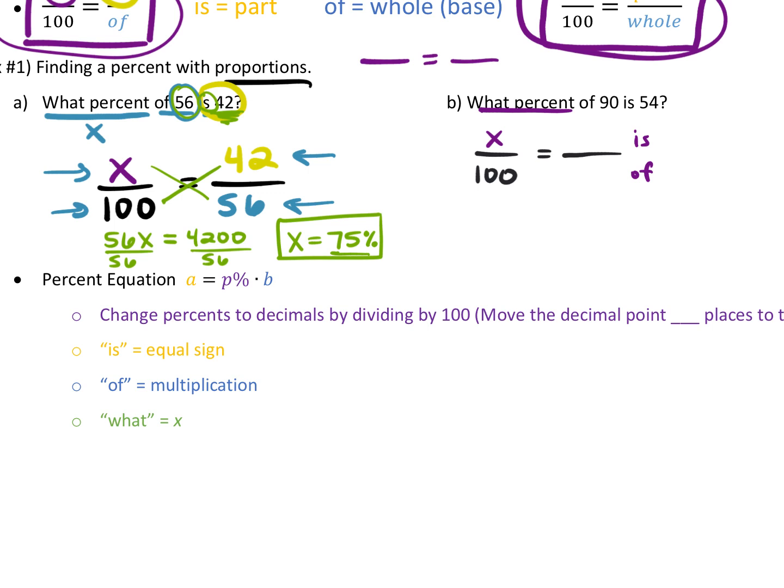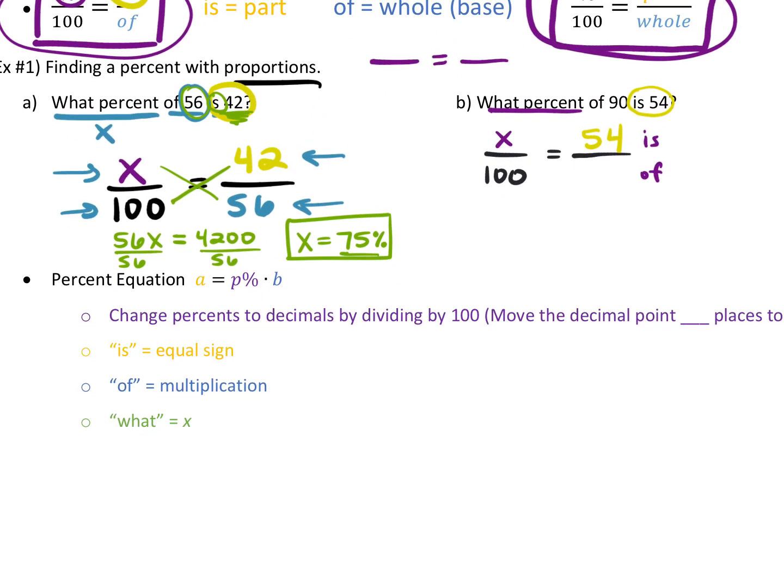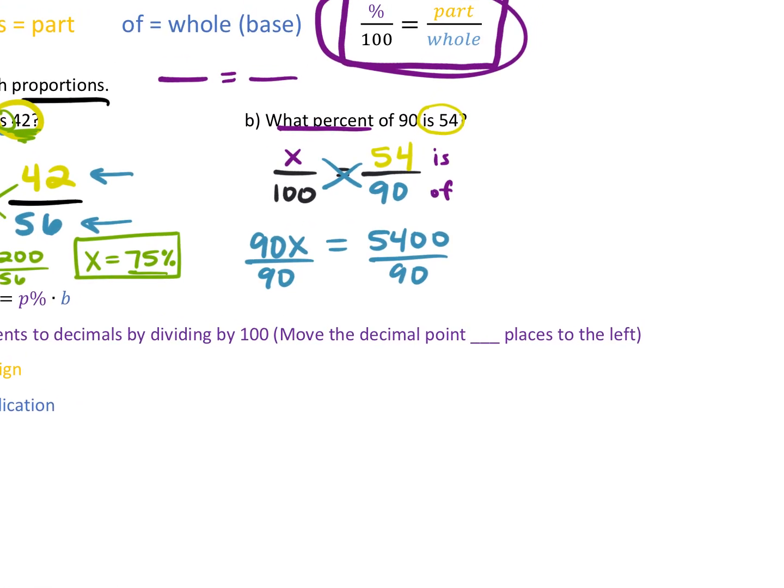So in this case, what percent is 54? That's going to be on top of 90. Did I even use the right color? Yes. Okay, so that should be your setup, and then you cross multiply it. 90 times x equals 5,400, and then you would divide by 90. You can just plug that into your calculator, and you get x equals 60.